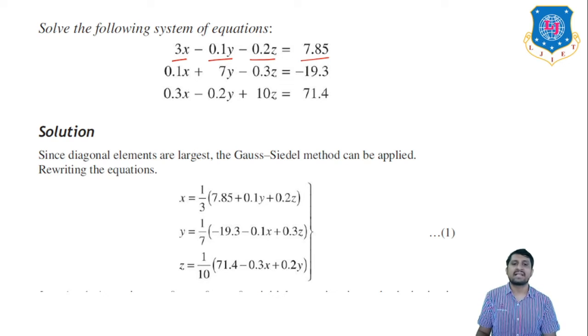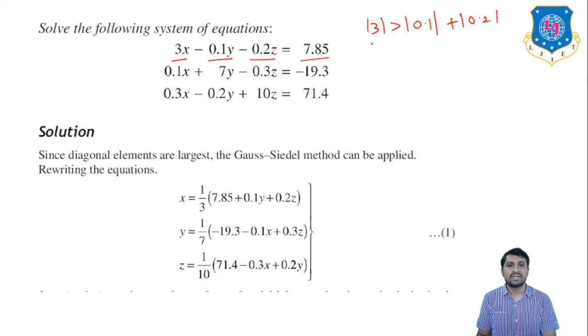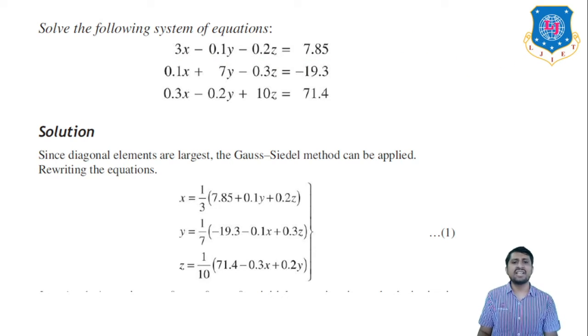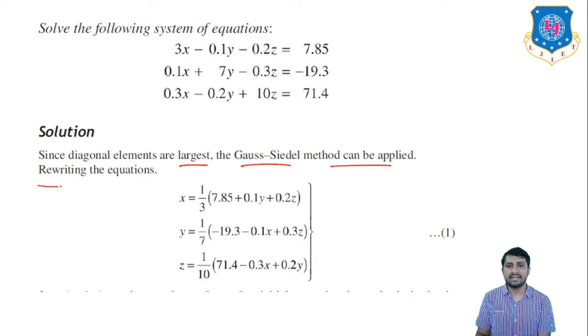Okay, so since the diagonal element, the modulus value of 3, is strictly greater than 0.1 plus 0.2, definitely 3 is greater than 0.3. Similarly, the modulus value of 7 is strictly greater than the modulus value of 0.1 plus 0.3. And the modulus value of 10 is strictly greater than the modulus value of 0.3 plus 0.2. So the condition is satisfied. Since the diagonal elements are largest, the Gauss-Seidel method can be applied.